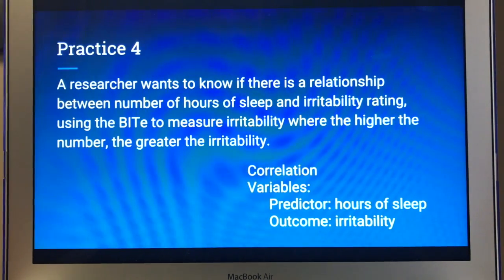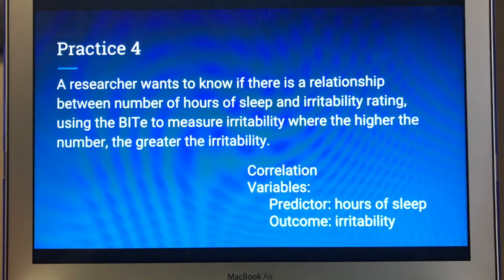So this is a correlation, and our variables are the predictor variable, which is hours of sleep, and the outcome variable, which is irritability, because we are looking to see if there is a relationship between whether hours of sleep that people get affects the amount of irritability they feel. And the keyword in this problem is relationship, which is a good note to look for correlation.